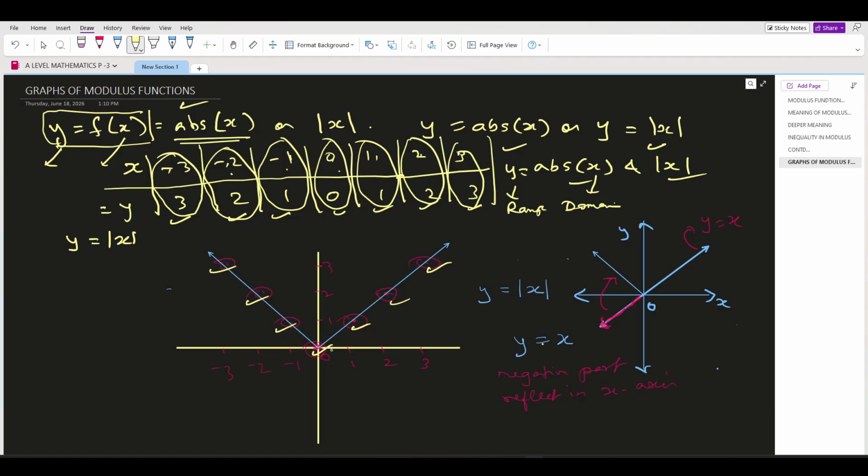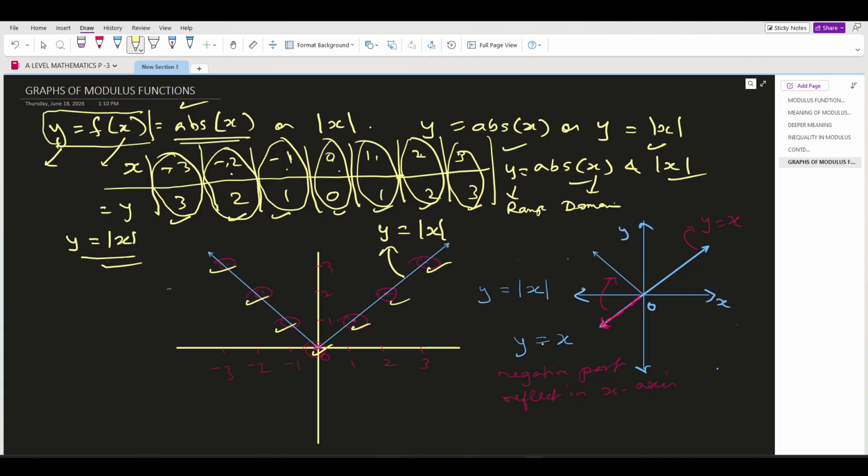And when I join these points, to see what kind of a graph I'm getting, then I'm getting this blue color shape graph, which is nothing but the graph of modulus of x. So this modulus of x in general will have a shape of a V, and the vertex of that V will always be at the origin. This is the graph of y is equal to modulus of x.